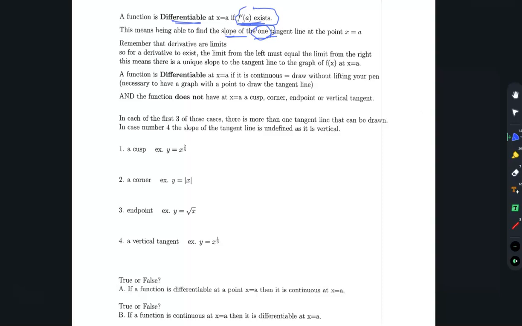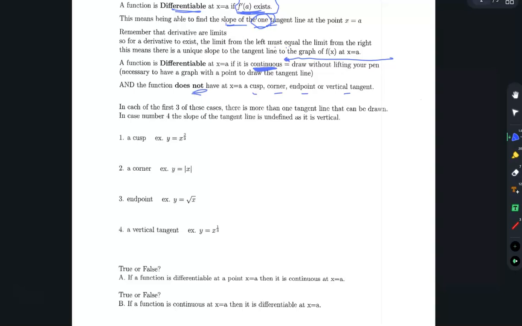Remember, the derivative is a limit, so the limit from the left-hand side has to equal the limit from the right-hand side. So here we go. Differentiable, it must be continuous. First it has to be continuous. You cannot draw a tangent line when there's a hole in the graph or a vertical asymptote. It has to be continuous and doesn't have one of these four bad things: a cusp, a corner, an endpoint, or a vertical tangent. Okay, so let me give you some examples of what these are.